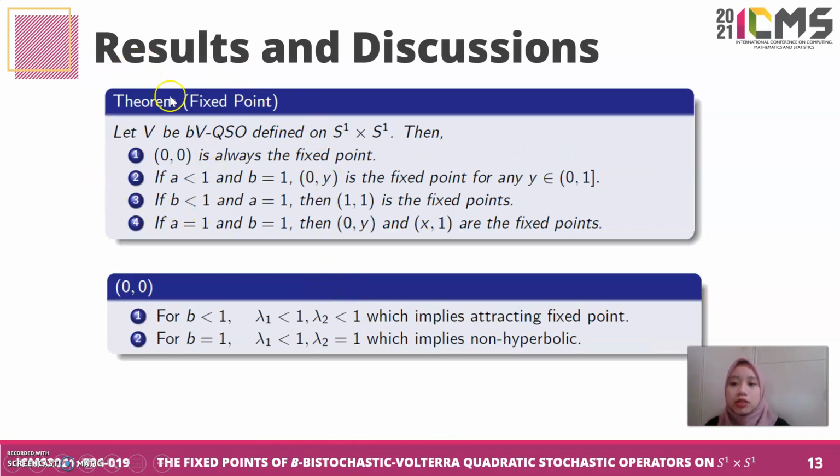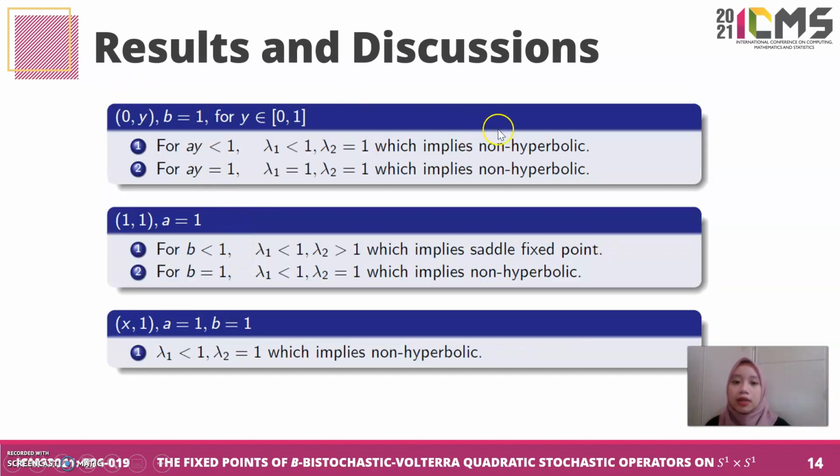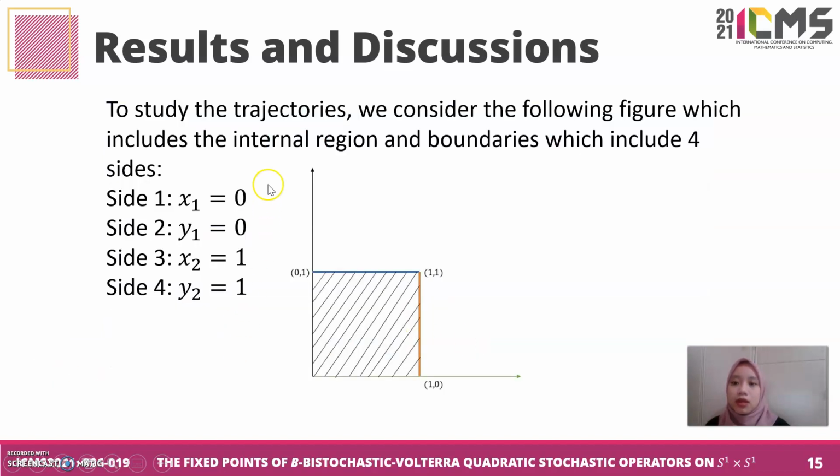Next, the theorem consists of the fixed points, where (0,0), (0,y), (1,1), and (x1,1) are the fixed points for bV-QSO for this condition stated. Next, to determine the stability, we have (0,0) is attracting fixed point for b less than 1, (0,y) implies non-hyperbolic fixed point, (1,1) is a saddle fixed point for b less than 1, and lastly (x1,1) implies non-hyperbolic fixed point.